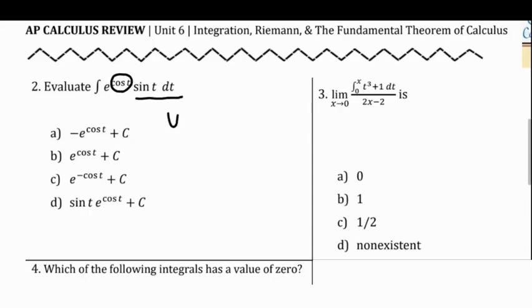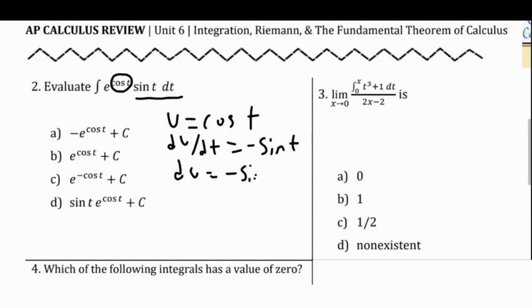So this looks like a u substitution problem, where I can set u equal to cosine t, and if I take the derivative with respect to t on both sides, I'll get du over dt equals negative sine t. If I multiply by dt on both sides, I'll get negative sine t dt equals du. And now that looks really familiar to our term up here, which it is. I can just rewrite du. If I just want to get this back, I can say negative du equals sine t dt.